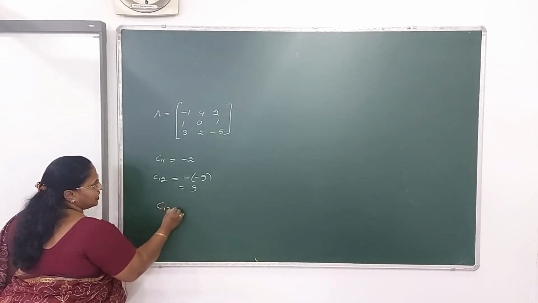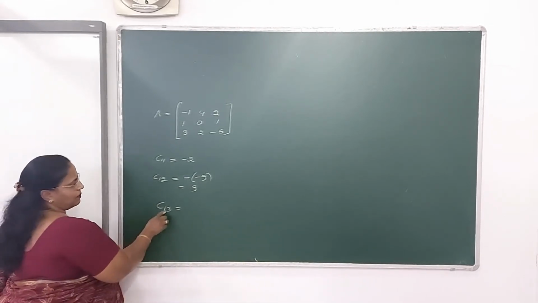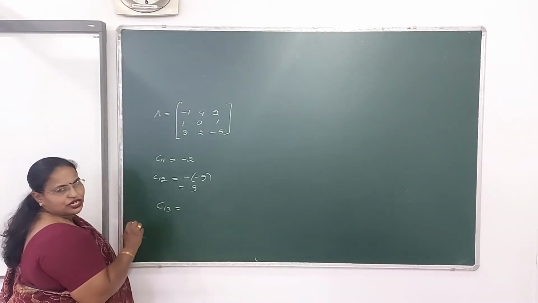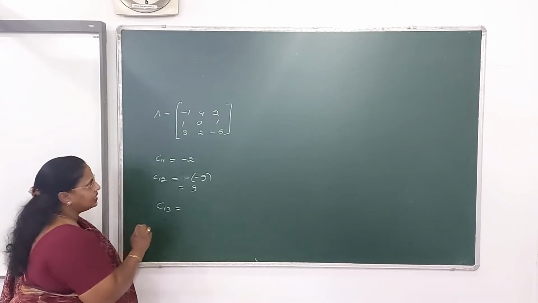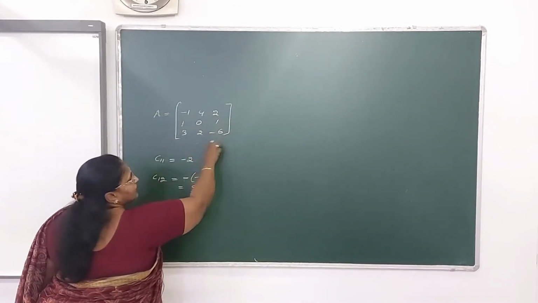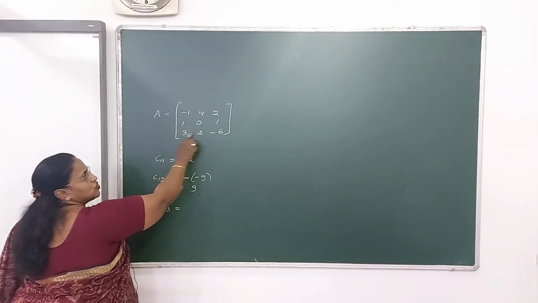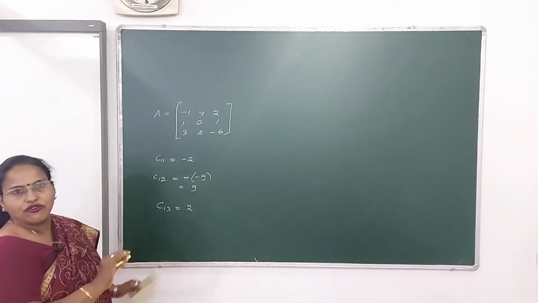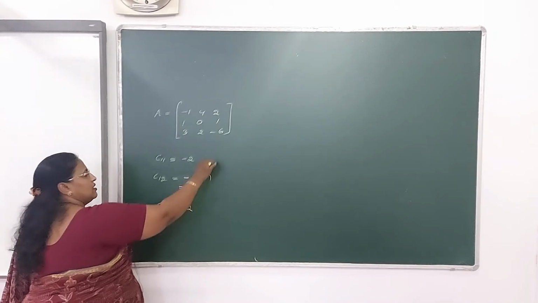Likewise, move to the next element, C13. 1 plus 3 is even, so it will have a plus sign. Nothing to mention there. Directly you will find out the minor. Delete the first row and the third column. It's 1 into 2, 2 minus 0. So the answer is 2. So the first row is done.